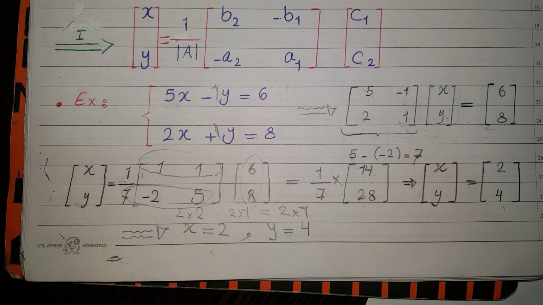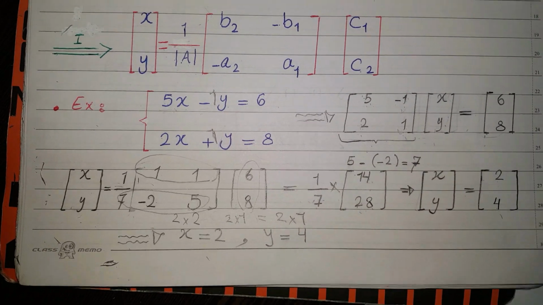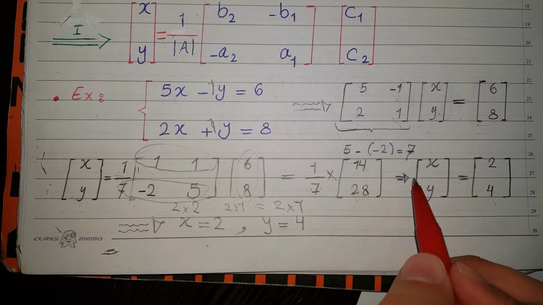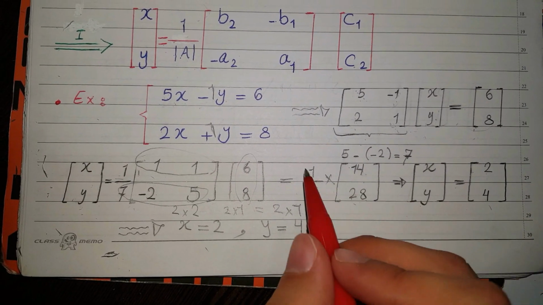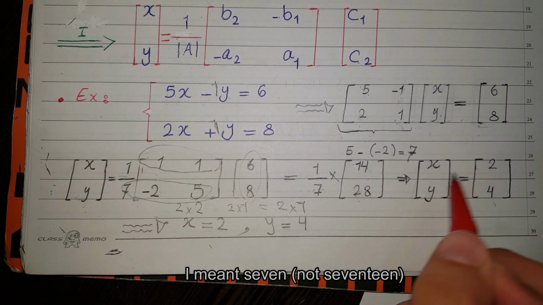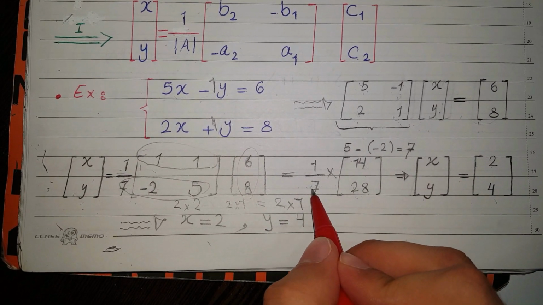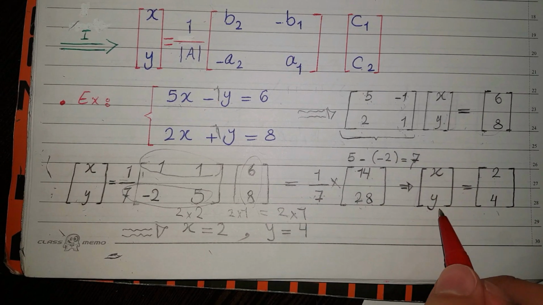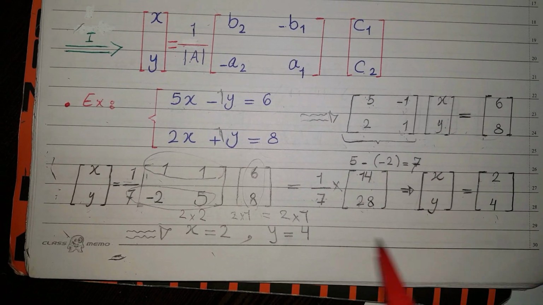So 1 over 7 times 14 and 28 is our vertical matrix, and x and y are going to be 14 over 7, which is 2, and 28 over 7, which is 4. So our x is going to be 2 and y is going to be 4 here.